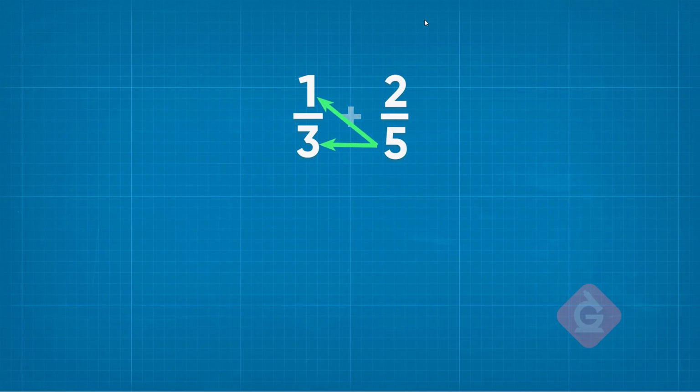Instead of listing out all of the equivalent fractions, you can find the fractions with common denominators by multiplying the denominator of one of the fractions by the numerator and denominator of the other. Check this out. To find an equivalent fraction for 1/3, we multiply its numerator and denominator by 5. 1 times 5 is 5, and 3 times 5 is 15. So its equivalent fraction will be 5/15.